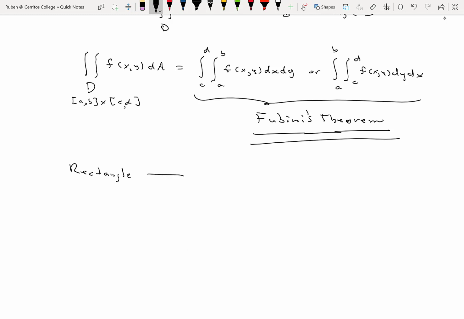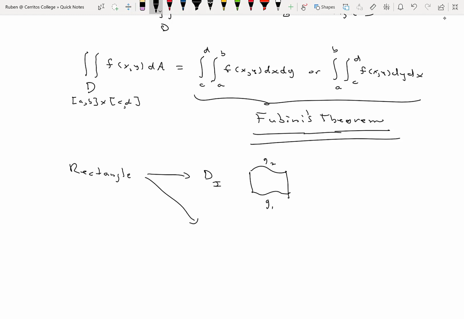We went to a type Roman numeral 1 region, which has a function on top, function on the bottom between two vertical lines. And we could kind of go function on top is G2, function on the bottom. I can make a better drawing than that. The type 1 region had a curve on top, a curve on the bottom between two vertical lines. Let's say the curve G1 on the bottom, G2 of x on the top.